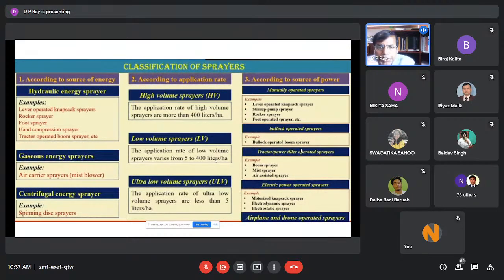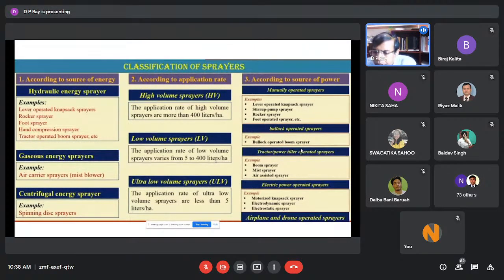And when we consider the application rate, as I already mentioned, it may be a high volume sprayer, a low volume sprayer, or an ultra low volume sprayer. According to the source of power, there are manually operated sprayers, that means lever-operated knapsack sprayer, stirrup pump sprayer, rocker sprayer, foot operated sprayer, or bullock operated boom sprayer. A tractor or power tiller operated sprayer may be there. It may be a boom sprayer, mist sprayer, or air assisted sprayer, or an electric power operated sprayer, motorized knapsack sprayer, electrodynamic sprayer, or electrostatic sprayer.